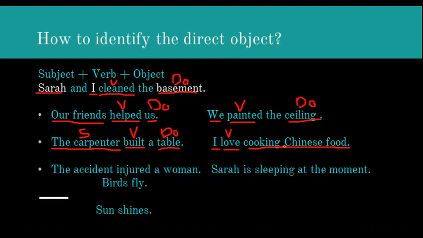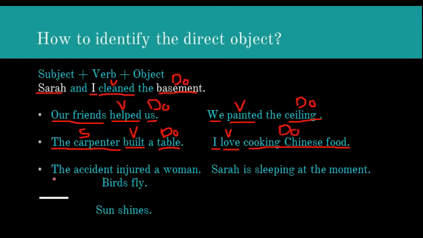Cooking Chinese food is a gerund phrase. I have explained gerund and gerund phrase. If you don't know what a gerund is, please check my video on gerund. I will link that in the description box below. So in this sentence, cooking Chinese food is the direct object.